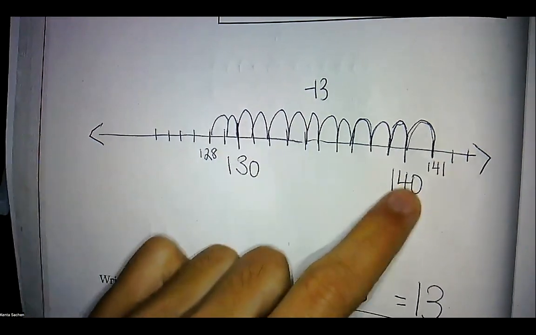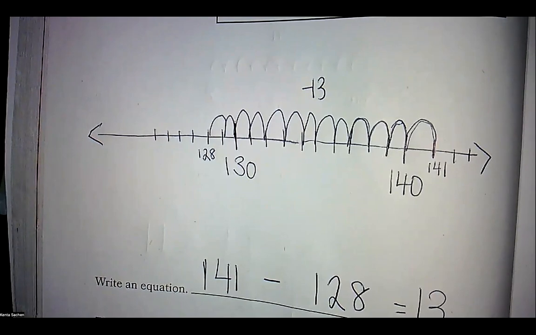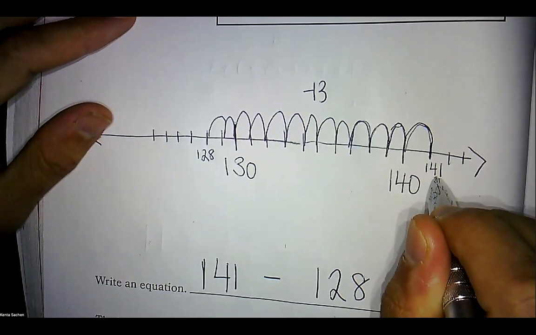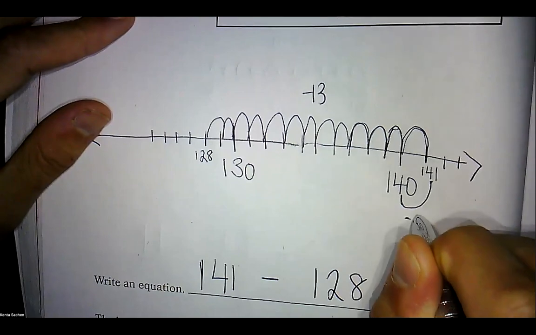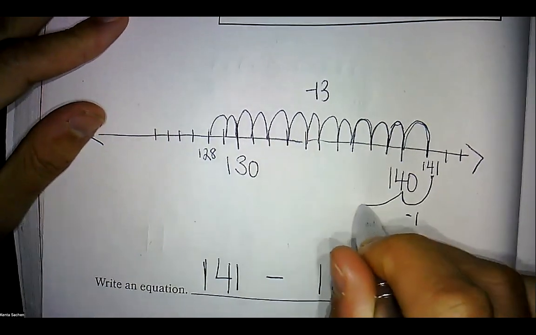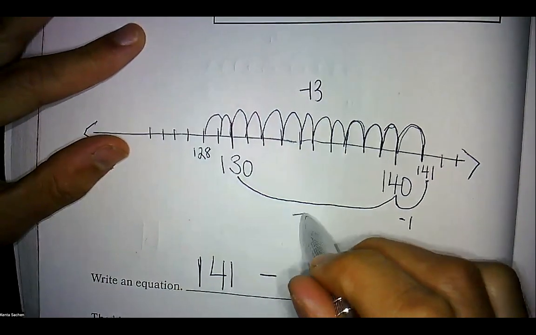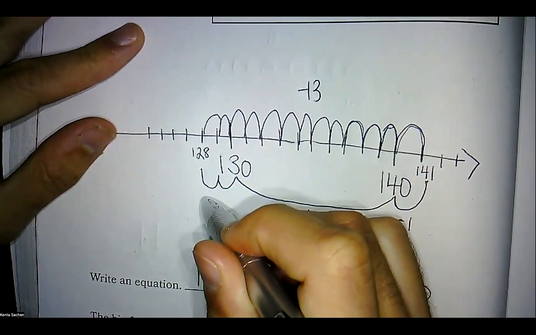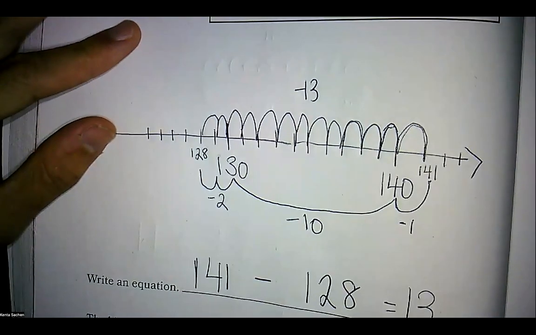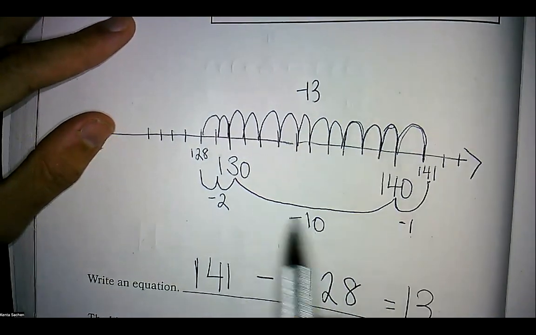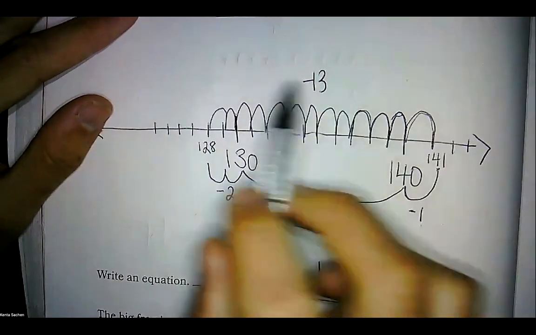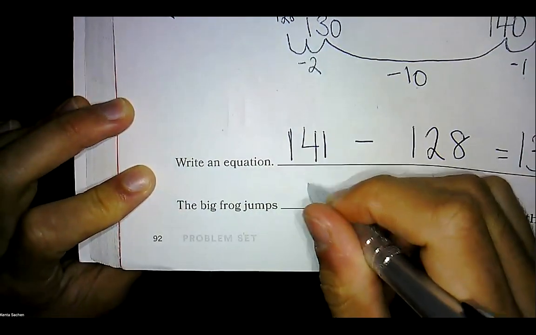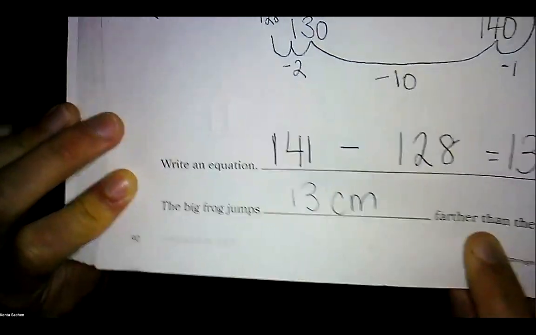Now, who counted it using our bigger numbers to help us out? Now this one's a little tricky because you have to take 3 jumps. So first, I would go from 141 to 140, which is just minus 1. Then I can take a big jump all the way to 130, which is minus 10. And then 2 more jumps back to 128. So I have 10, 11, 12, 13. Both ways are good ways to solve this problem. Now our sentence would be the big frog jumps 13 centimeters farther than the little frog.